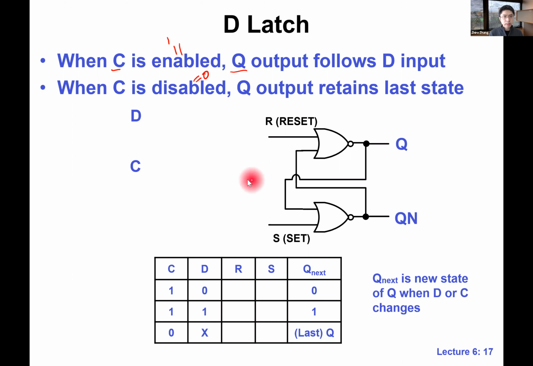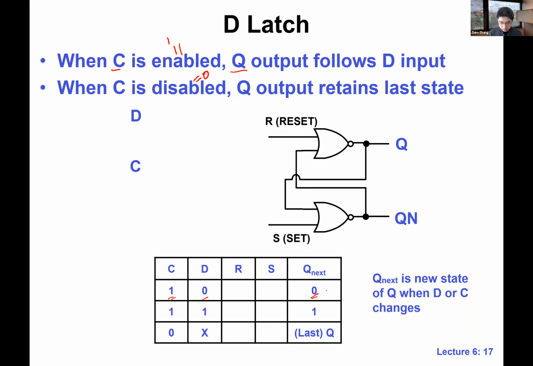So we have the SR latch, right? This is something that we're familiar with already, hopefully. We have two cross-coupled NOR gates. And according to the definition of the D latch, when C is 1, we can take a new value. So if D is 0, we want Q next to be 0. Q next here means the new state of Q when D or C changes.